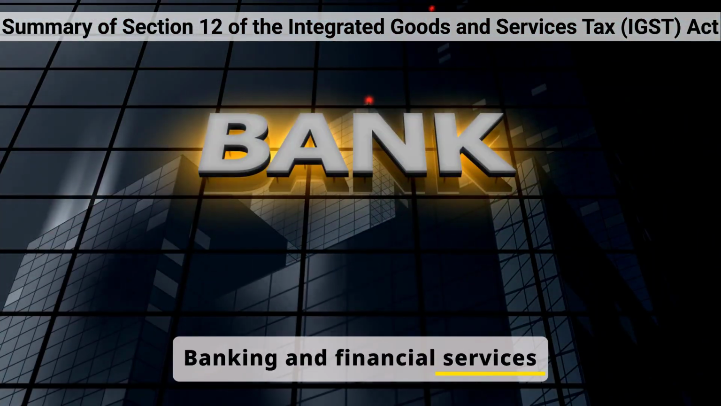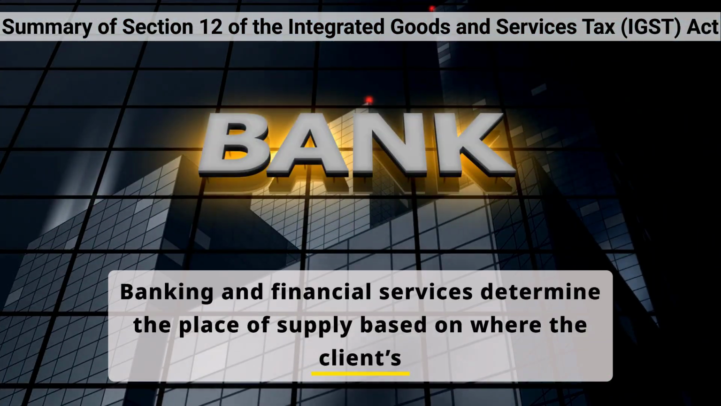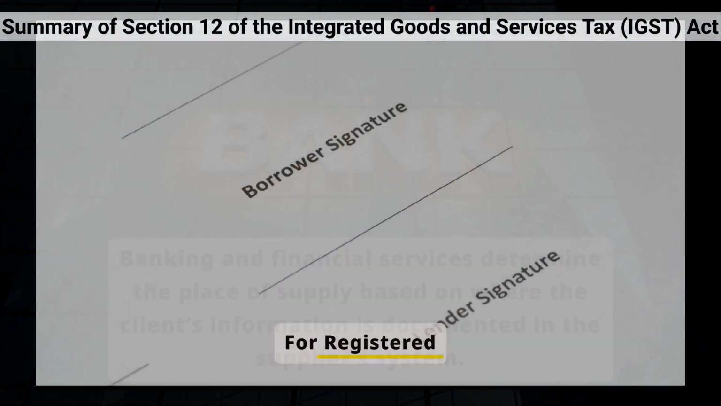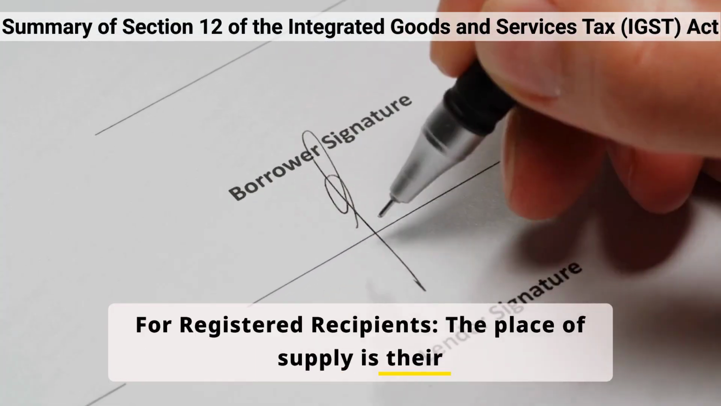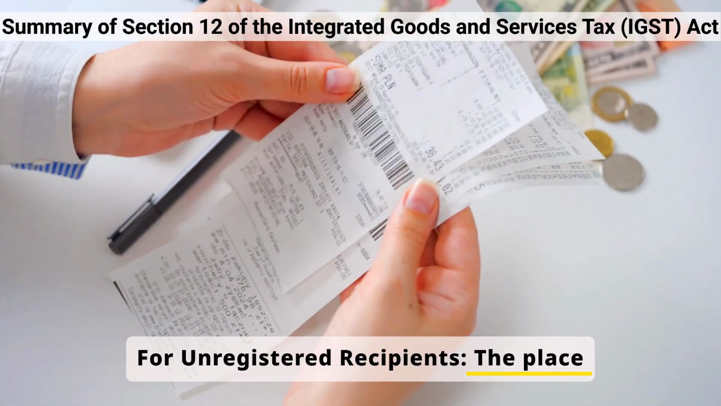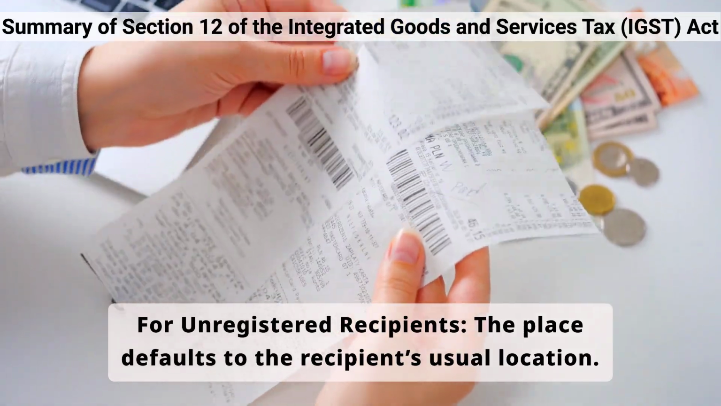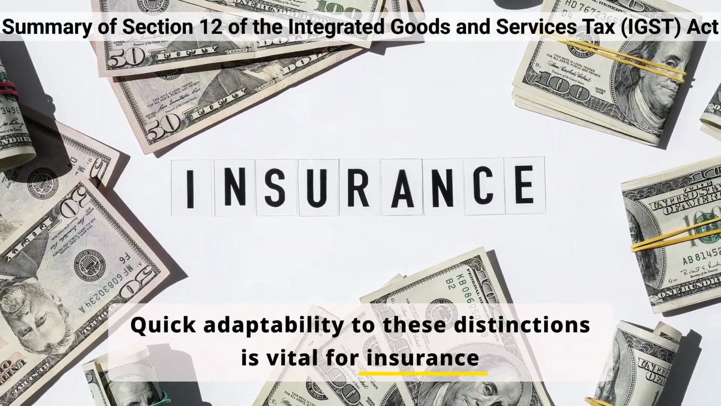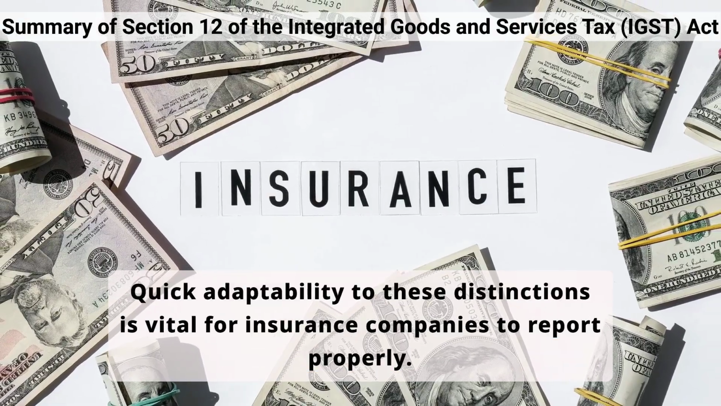Banking and financial services determine the place of supply based on where the client's information is documented in the supplier's system. For registered recipients, the place of supply is their registered address. For unregistered recipients, the place defaults to the recipient's usual location. Quick adaptability to these distinctions is vital for insurance companies to report properly.